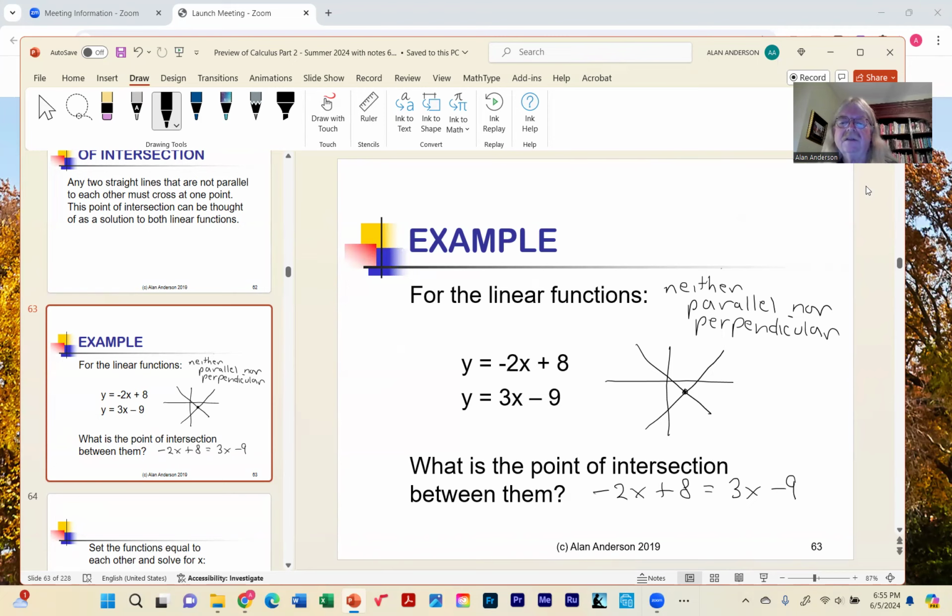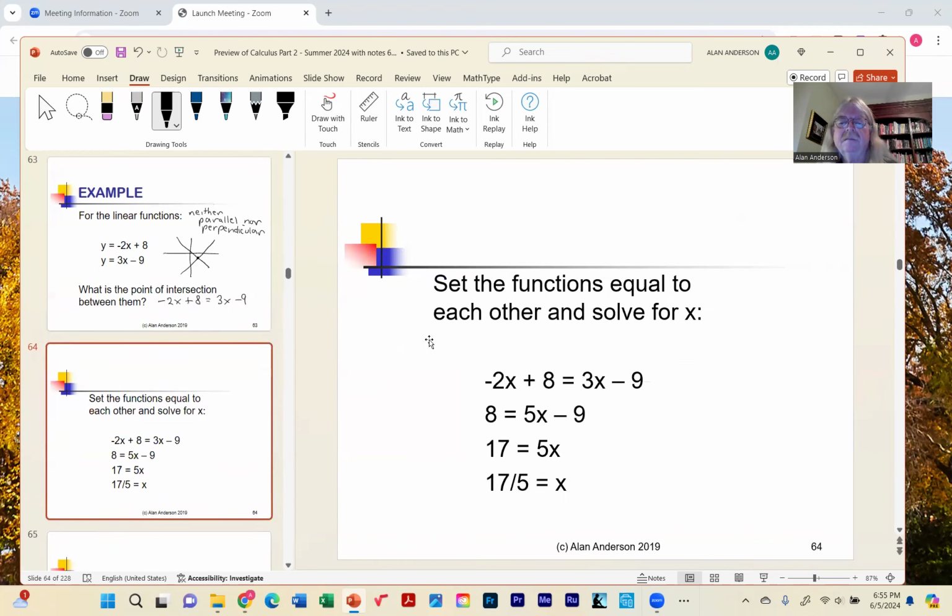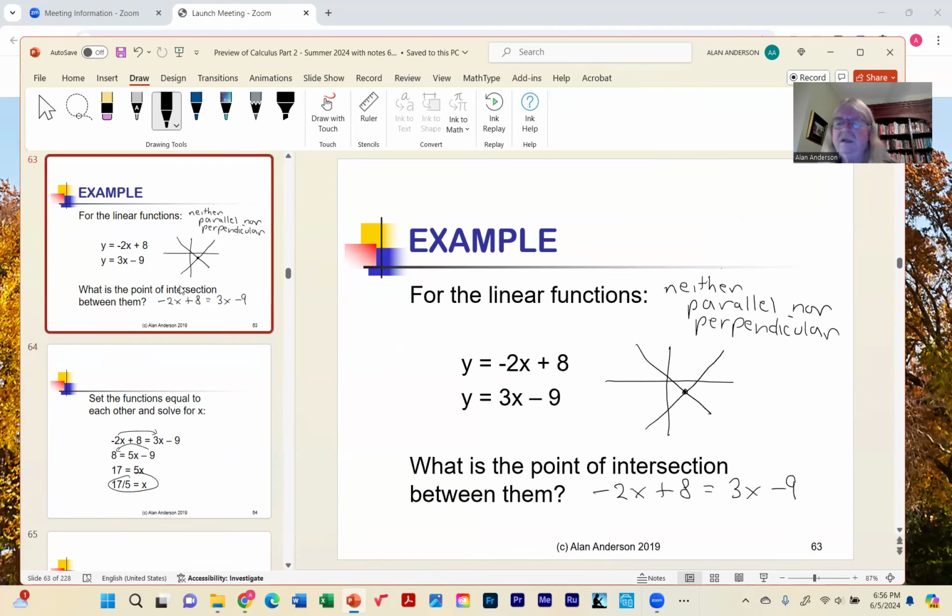All right, so let's do this. We set them equal to each other. We do a little algebra. I add 2x to both sides, so I've got 8 equals 5x minus 9. I add the 9 to both sides: 17 equals 5x. 17 fifths equals x. So if you come back here, we know that x is 17 fifths.